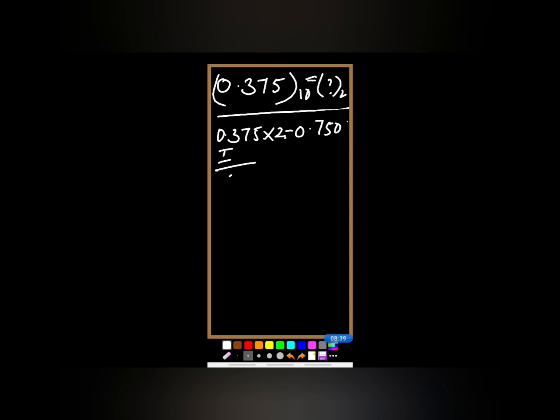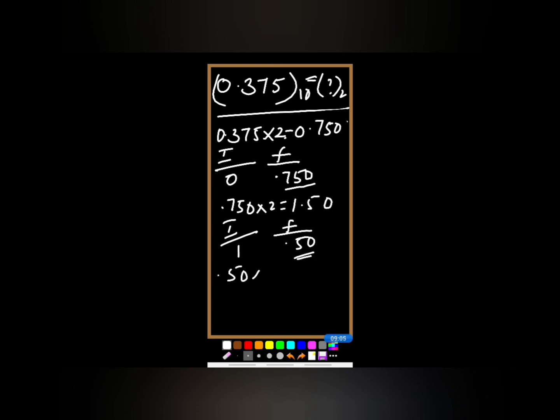So if it is neatly written, you will be able to understand. See, after first multiplication, you can see that integer part 0 and fractional part is 0.750. For next multiplication, I will consider 0.750 into 2. So what will I get? 1.50. Here integer part 1 and fractional part is 0.50. So for the next multiplication, I will consider only 0.50 because integer part is already separated. So 0.50 into 2, that means 1.0. Here the integer part is 1 and fractional part is 0.